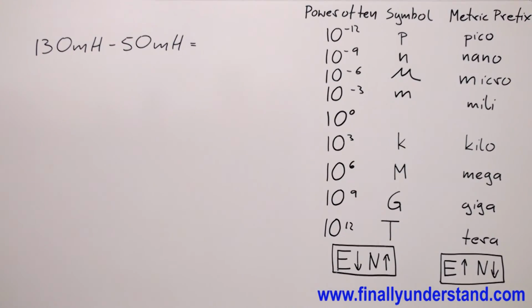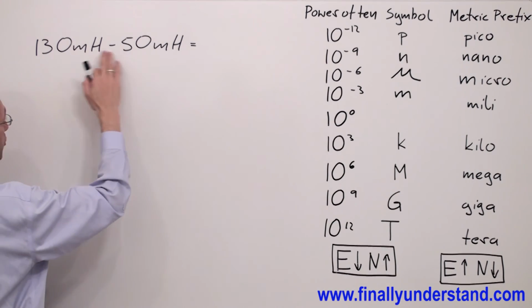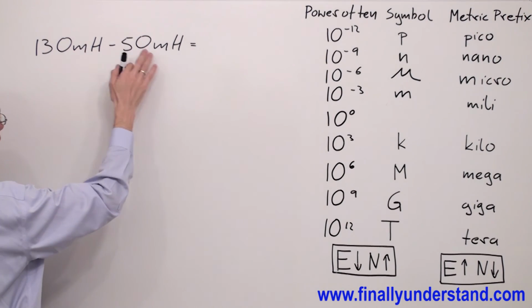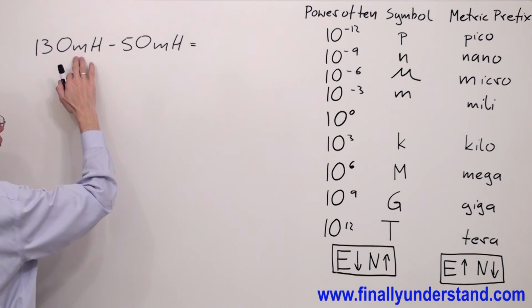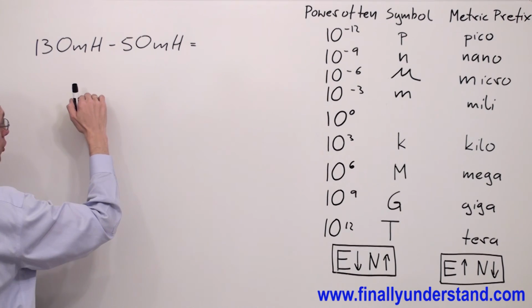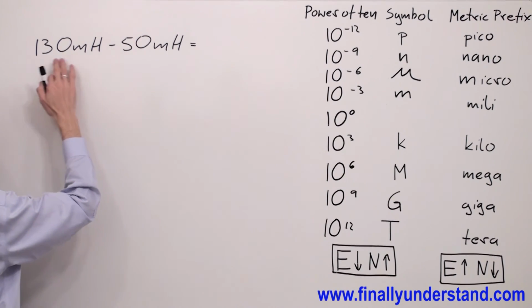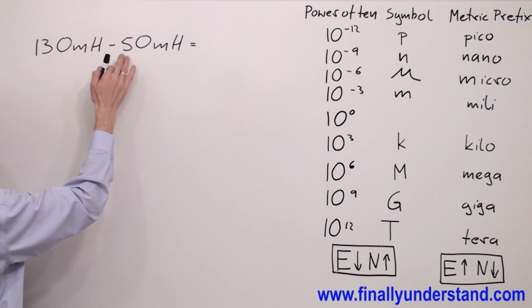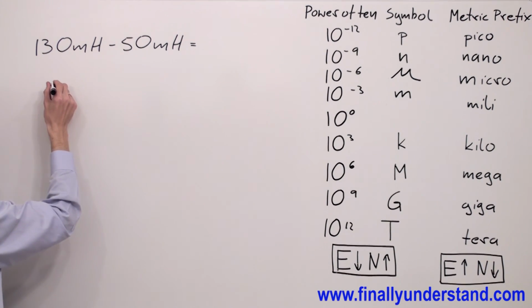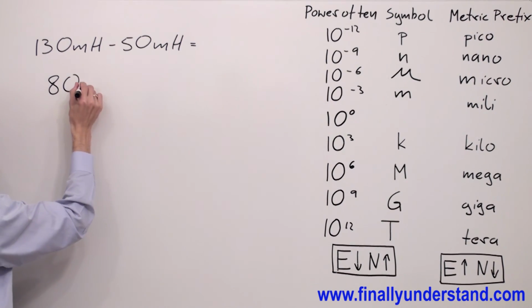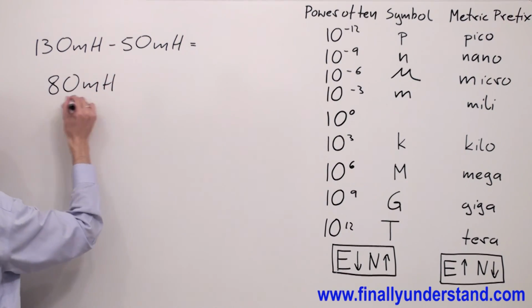This example is a very simple one. Please notice that we have exactly the same prefix. Anytime you have exactly the same prefix, you don't have to convert these prefixes to powers of 10. Simply subtract these two numbers. 1 torre minus 50 is nothing else, just 80 millihenries. And this is the answer to the problem.